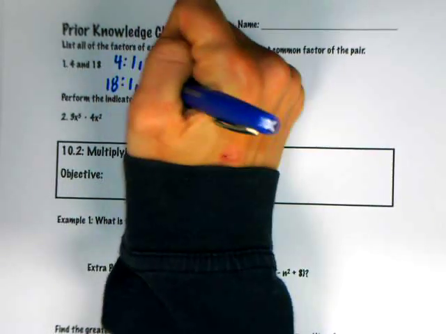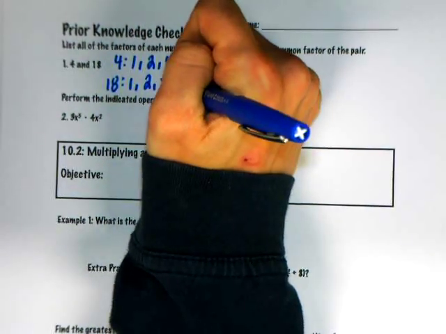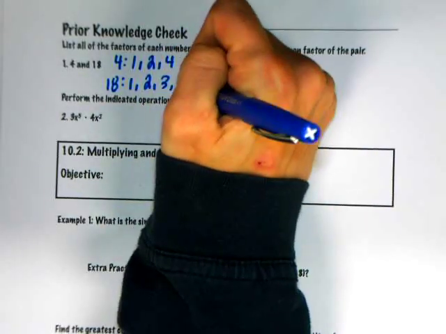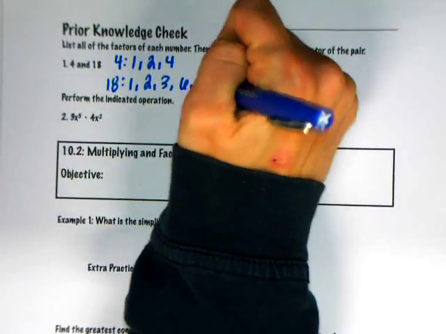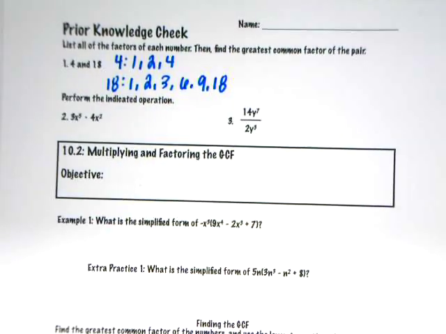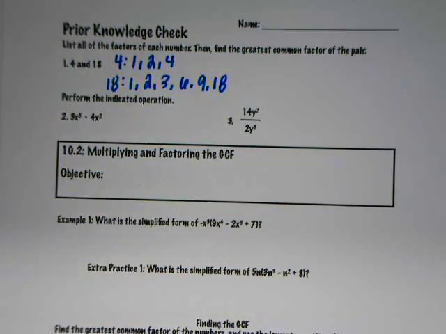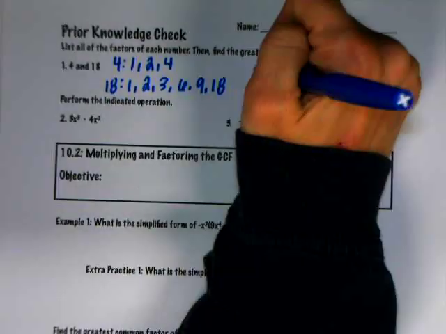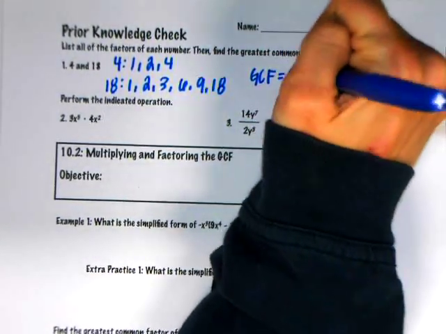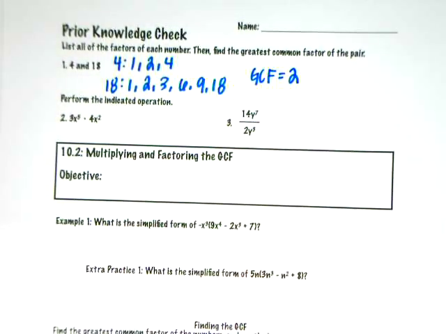1, 2, 9, 3, 3, 6, 9. Yep. So all the numbers that divide in evenly. And then what is the biggest number that they have in common? 2. Yep. So 2 would be the GCF.